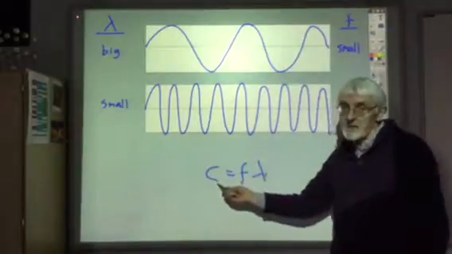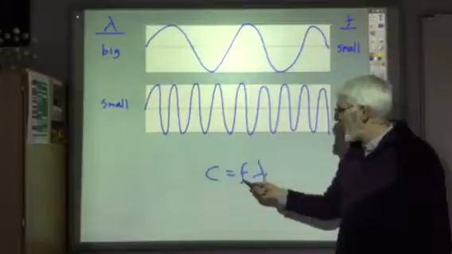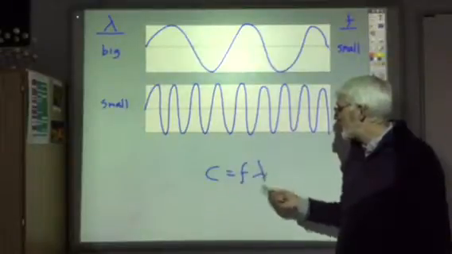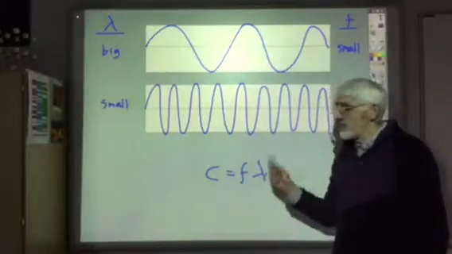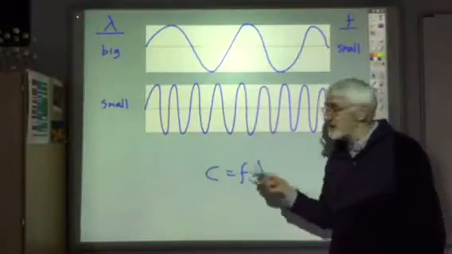C is always the same number, 3 times 10 to the 8. So if F is small, lambda must be big. And if lambda is small, F must be big. Now, you don't need to remember this equation, it's in your data booklet.